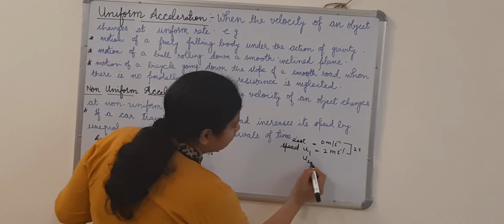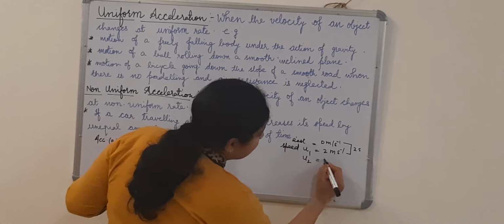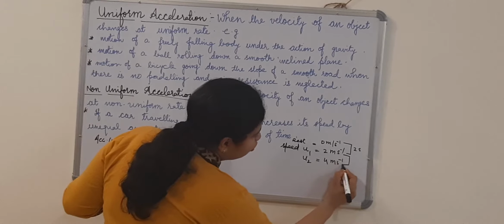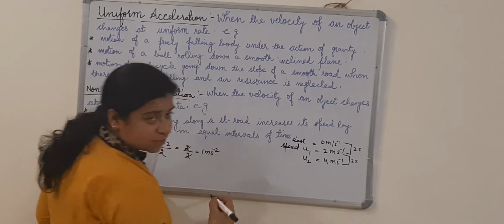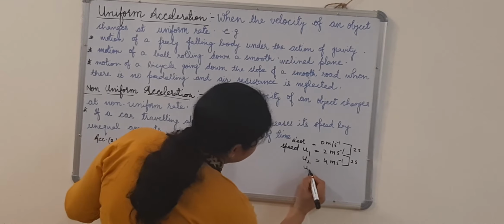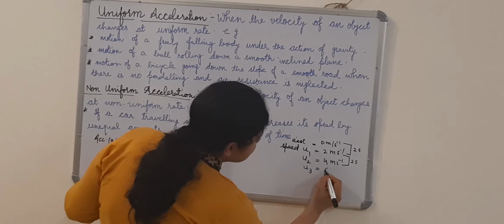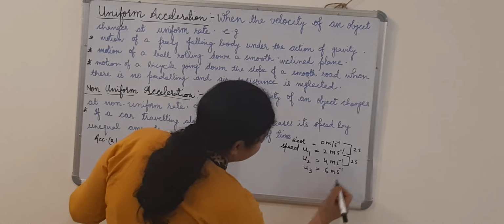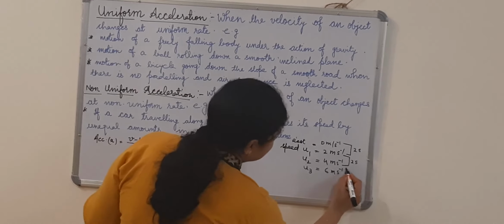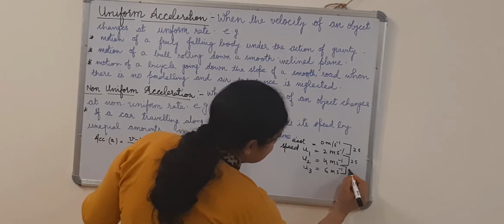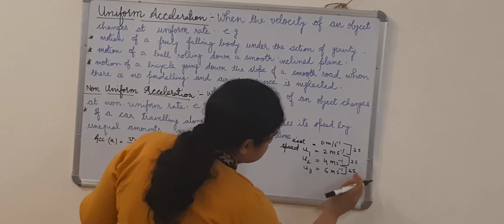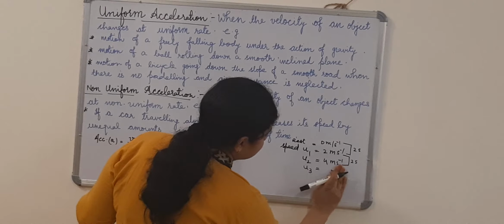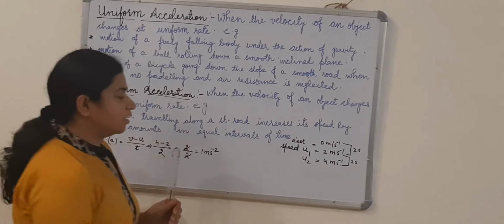Then u2, again its speed has changed. It has moved to 4 meter per second. To come from 2 to 4, again it has taken 2 seconds. Now u3 is equal to 6 meter per second, and again 4 to 6 it has taken 2 seconds. Wait, till here I will explain to you.